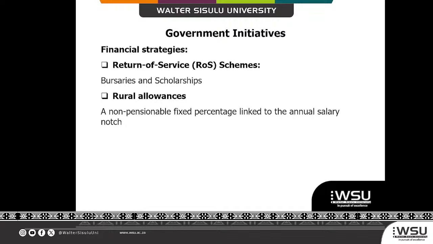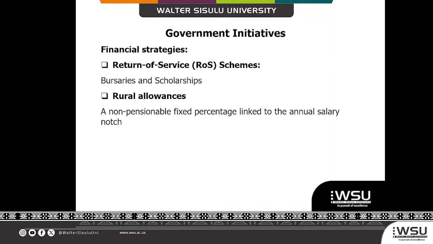So we also have financial strategies. They include your return of service schemes. These are in the form of bursaries and policy. This policy provides a non-pensionable fixed percentage allowance linked to the annual salary notch for most categories of healthcare professionals. The primary objective of this policy was to attract and retain skilled professionals in rural and underserved areas.